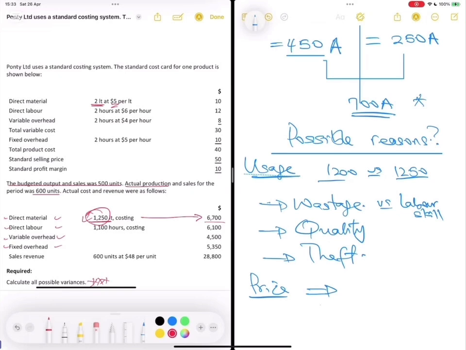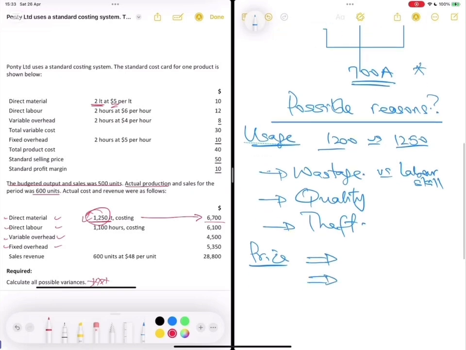What could make the price be different from plan? An increase in the prices outside. Exactly. Inflation can make an increase in price. Basic inflation can be responsible. Yeah, those are external factors.